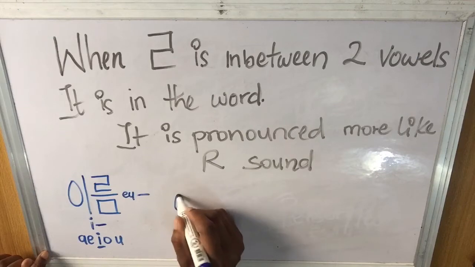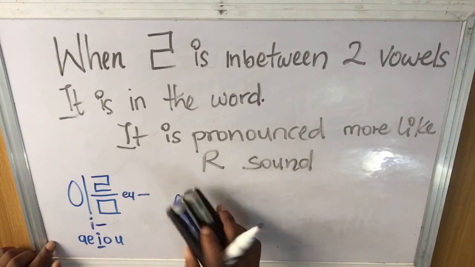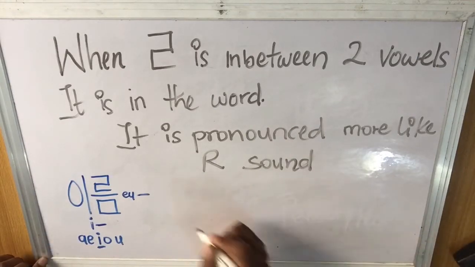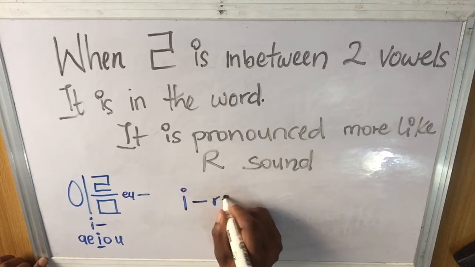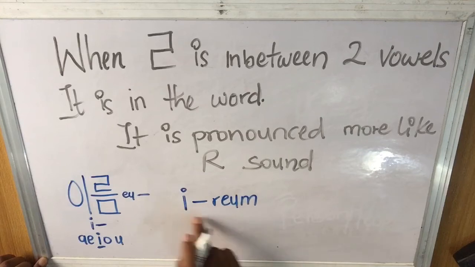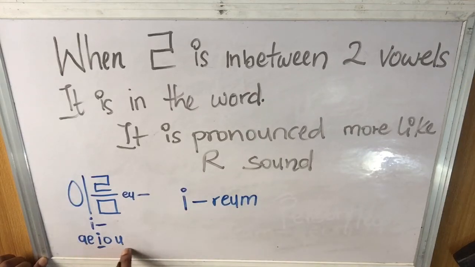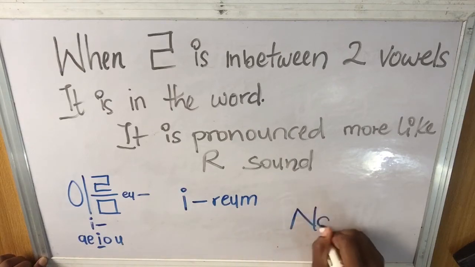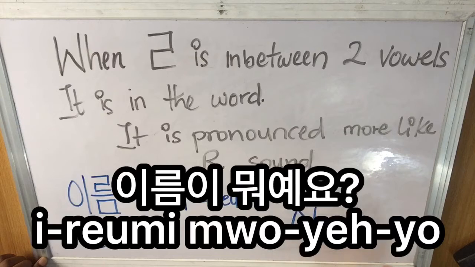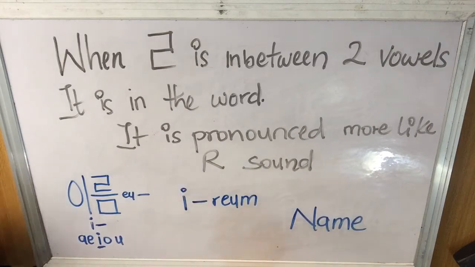So we have 이름, I as in A, E, I, O, U. 이름 means name. 이름이 뭐예요? What is your name? 이름.